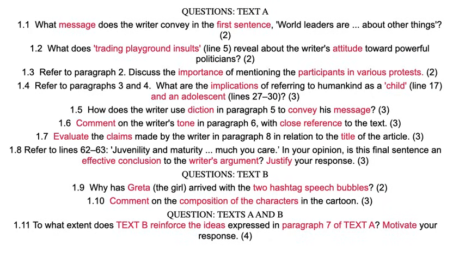1.6. Comment on the writer's tone in paragraph 6 with close reference to the text. Alright, so this one is quite similar to 1.5. It's quite theoretical, but you have to apply it to the practical. So over here, you need to define what the writer's tone is, and remember we said this is an adjective, so you need to say the writer's tone is conversational, or it is scathing, or it is optimistic, whatever it might be. And then it's that close reference to the text.